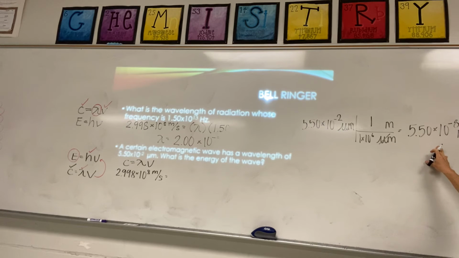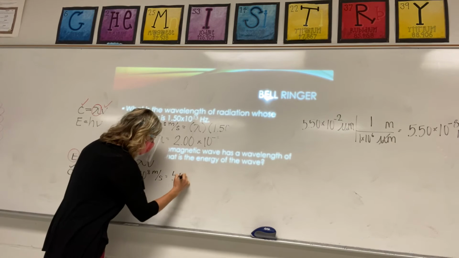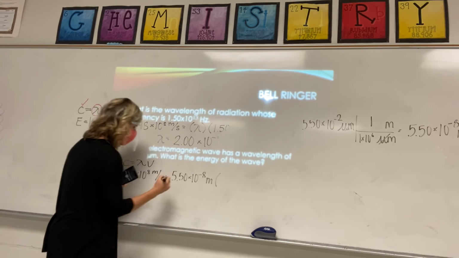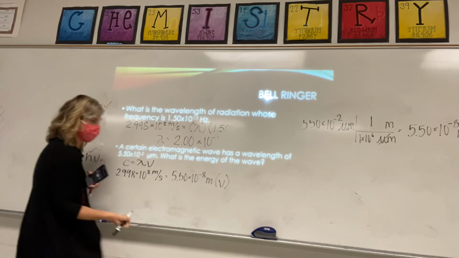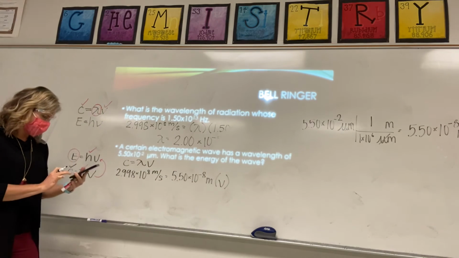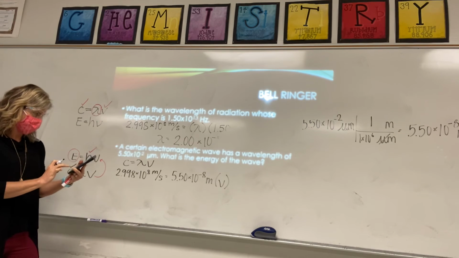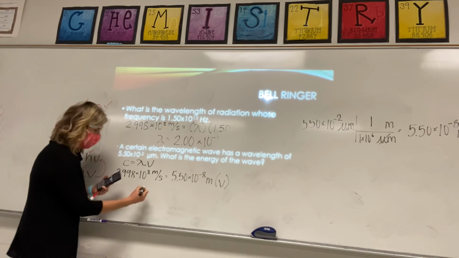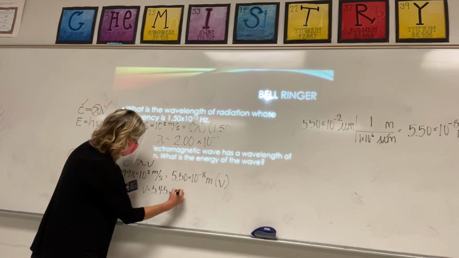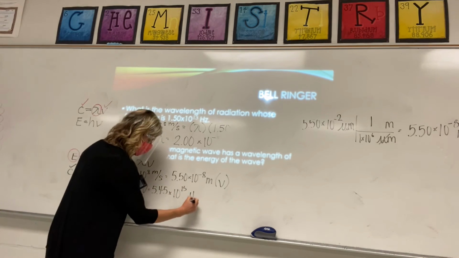Now can we plug that wavelength in? We can. So we plug that in here. 5.50 times 10 to the negative 8 meter. We do not know our frequency. That's what we're solving for. So in order to solve for frequency, we will divide by our wavelength. And for frequency, we get 5.45 times 10 to the 15th. What are our units for frequency? Hertz.